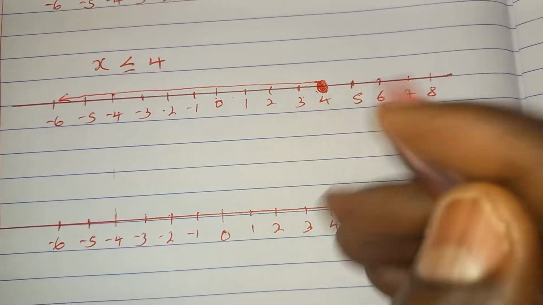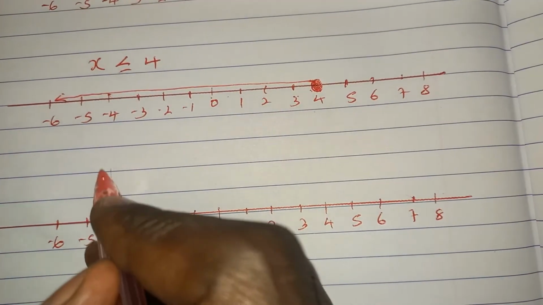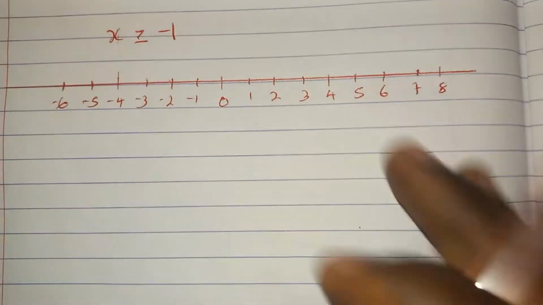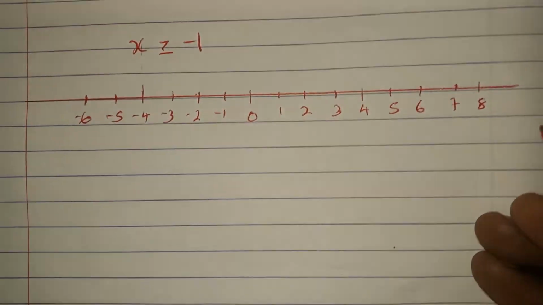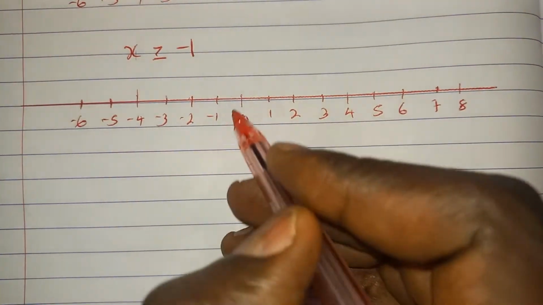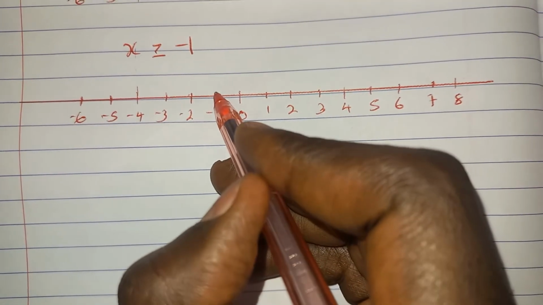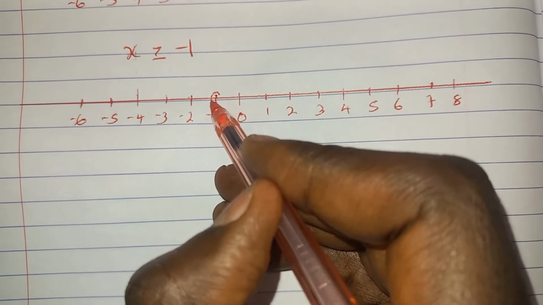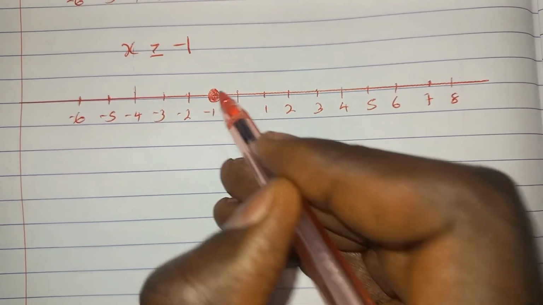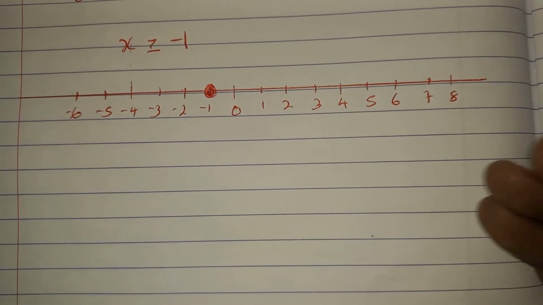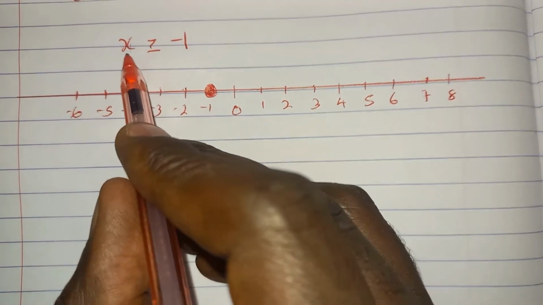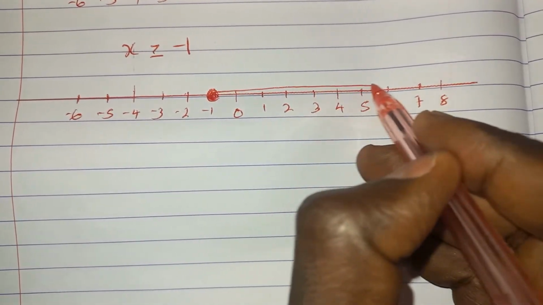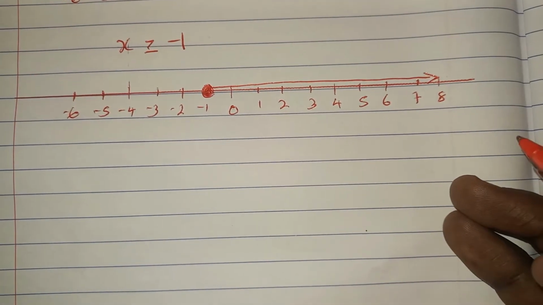4. Then finally, suppose we have X is greater than or equal to -1. How do you represent that on a number line? We find where -1 is, and because X is greater than or equal to -1, it means -1 is part of the solution. So we draw a closed circle at -1. Then, since X can be greater than or equal to -1, we shade all points to the right of -1.